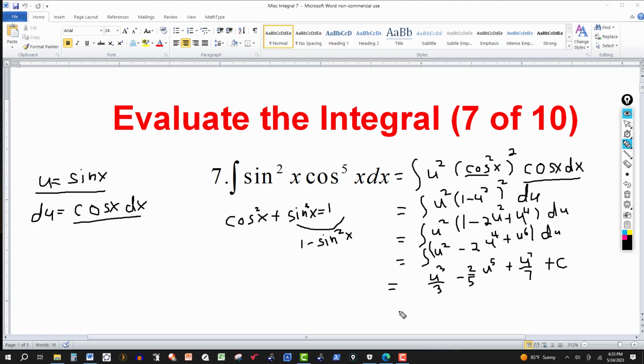And then we're pretty much finished, other than going back to the original variable. So we know that u is equal to sine of x. So just next step, wherever you have a u, put sine of x. So this will be sine to the third x over 3. Next one, minus 2/5 sine to the 5th x. Plus the next one. Again, all we're doing is replacing the u by sine of x. And we get sine to the 7th x over 7 plus the constant of integration. So we get sine to the third of x over 3 minus 2/5 sine to the 5th of x plus sine to the 7th of x over 7 plus the constant of integration.